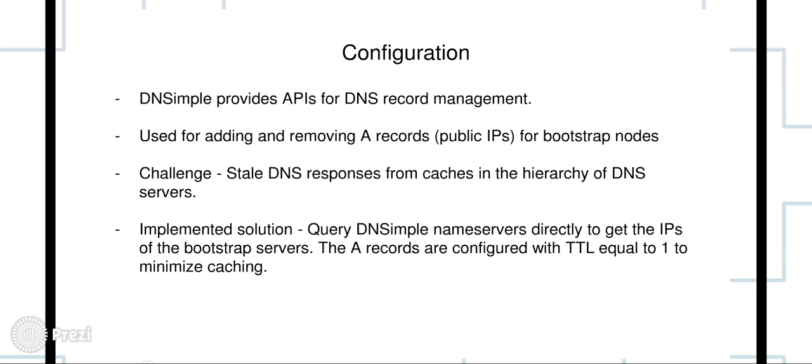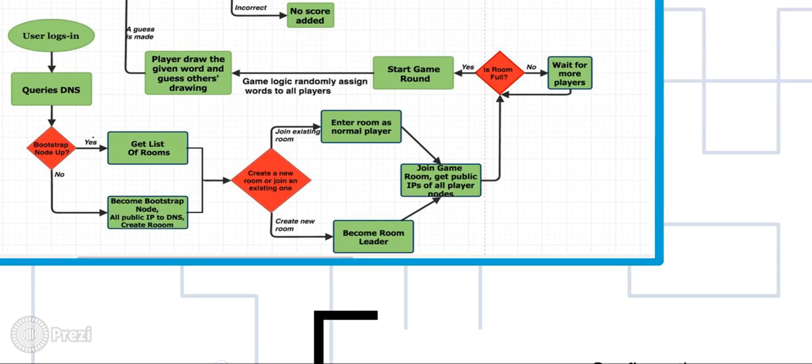As Bootstrap nodes can fail anytime, one particular challenge faced was stale DNS responses from caches in the hierarchy of DNS servers. To solve this, we query DNSimple name servers directly to get the IPs of the Bootstrap servers. The A records are configured with low TTL to minimize caching and hence eliminate stale responses.